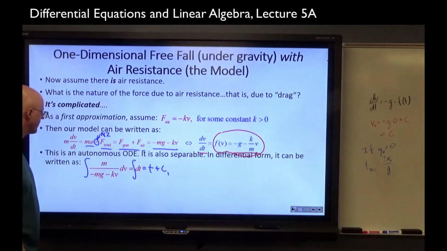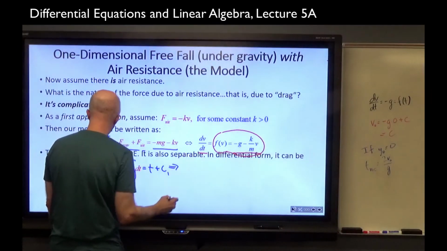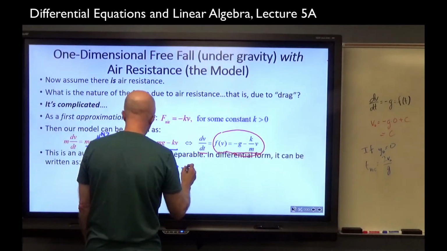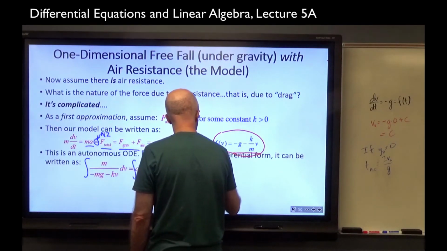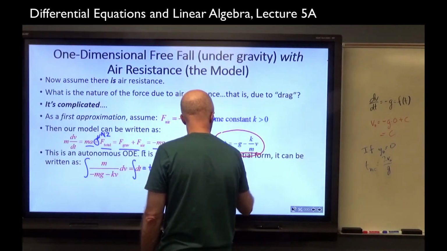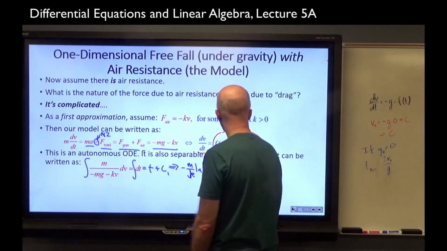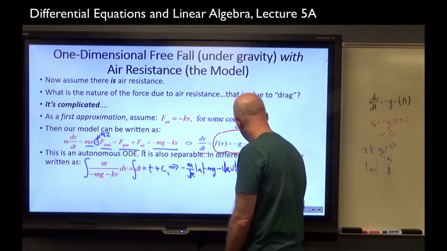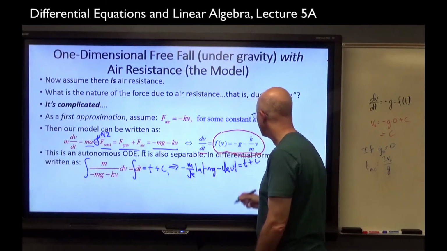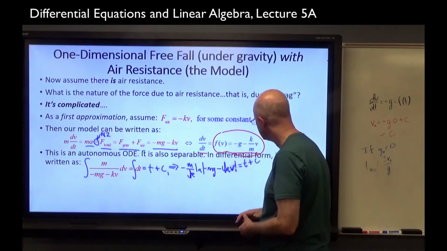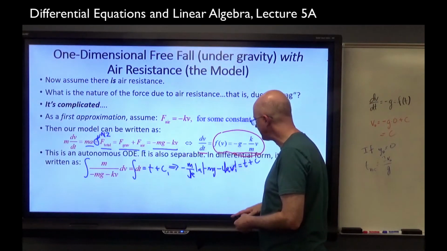T plus C1. The left side is a bit more complicated, but it actually can be solved by guessing. The guess that you should guess is negative m over k natural log of the absolute value of negative mg minus kv. And that's going to equal t plus c1. That's a v in there. I'm going to stop at that step.